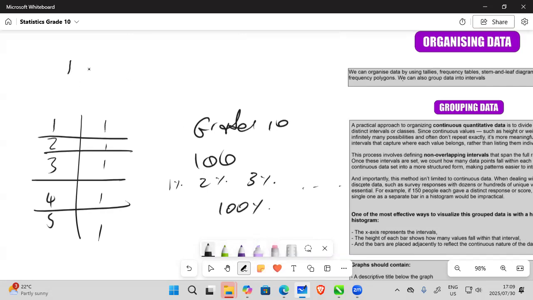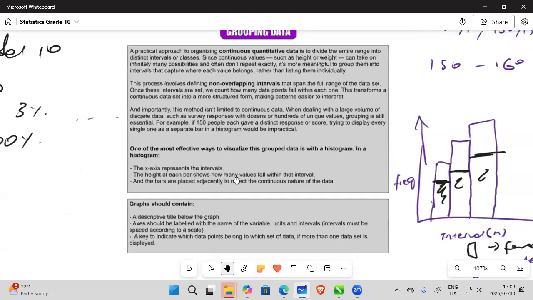So what we do is we say, okay, from 1 to 10, something. From 11 to 20, something. From 21 to 30, something. Okay? So that's what we need to remember. You can't have 100 different lines on your paper. So this is why, if you're dealing with a very large data set, or with continuous quantitative data, then you have to categorize them. Very simple stuff. One of the most effective ways to visualize this grouped data is histograms.